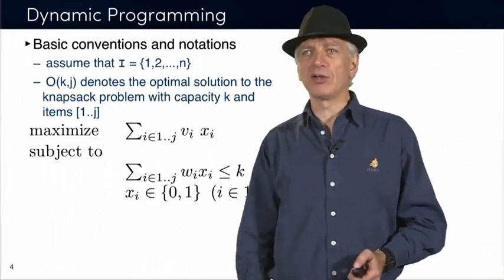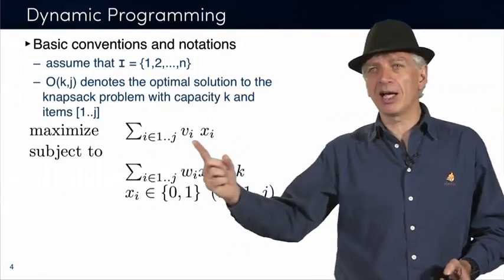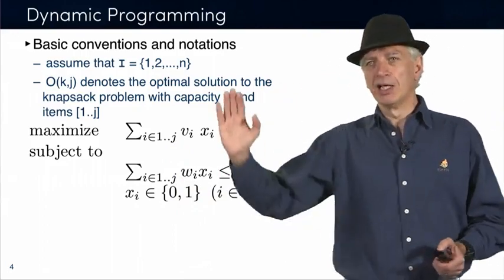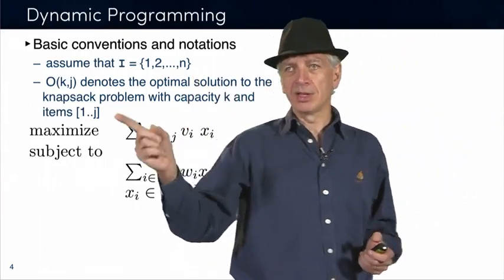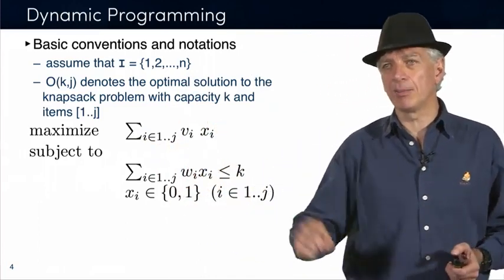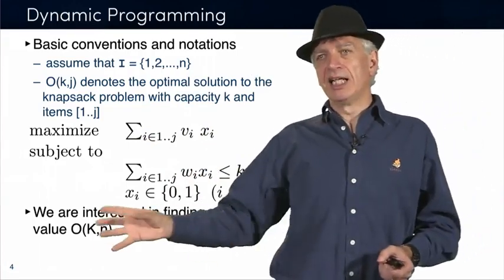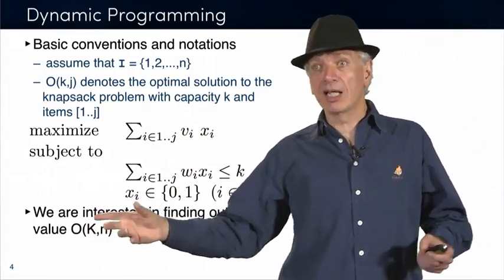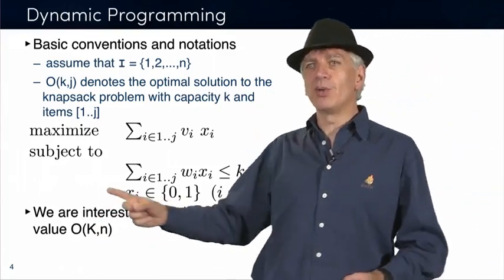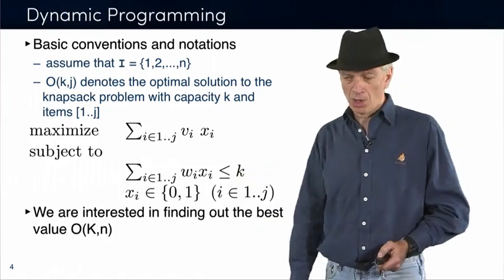The way you can formalize it is exactly the way I formalized the knapsack, but this time we only look at the first j items. You see that I'm not using n there, I'm using j. Obviously, what we are interested in is solving the problem where we use the full capacity of the knapsack, capital K, and where we use all the items. But we will be using this problem as a building block.